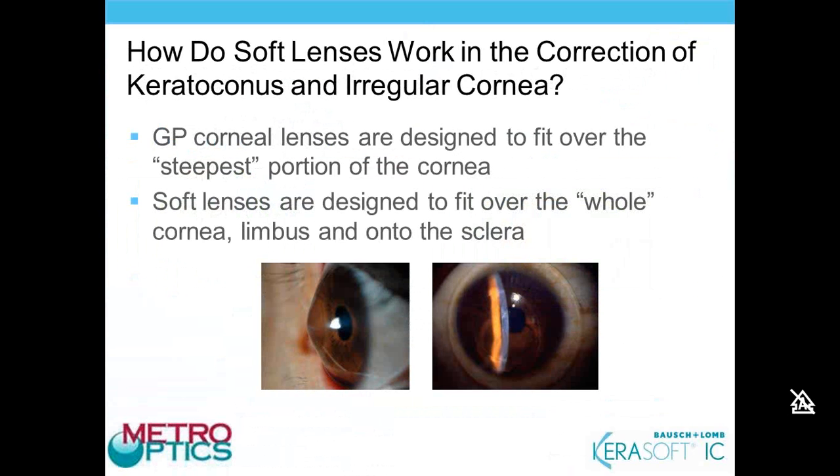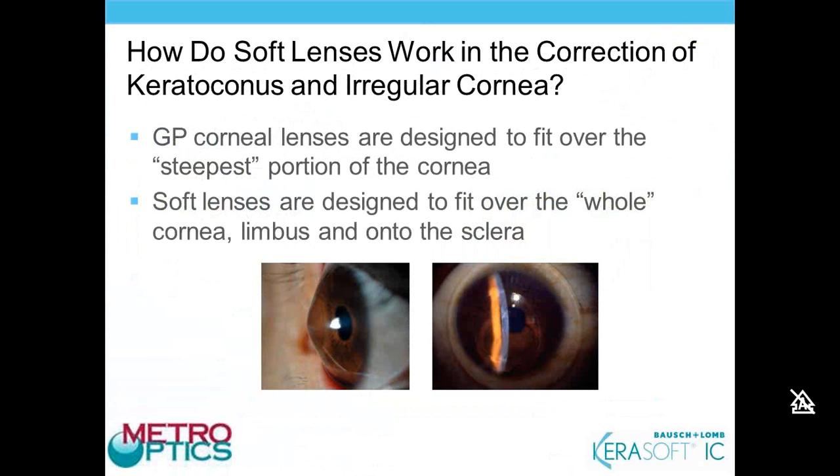So if we think about GP corneal lenses, typically you have your optic zone, but your optic zone not only houses the optics for that patient, it also houses the fitting curve. And so that fitting curve is going to fit over the steepest portion of the cornea. It's quite rare that the steepest portion of the cornea in keratoconus is actually central. So oftentimes the apex of the cornea is displaced, taking the GP corneal lens optics with it.